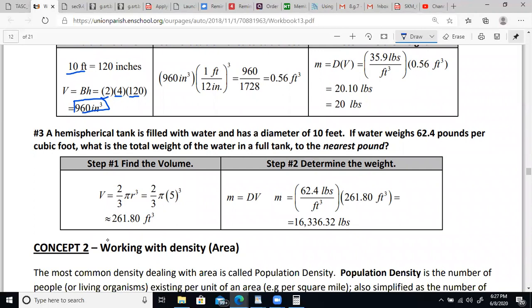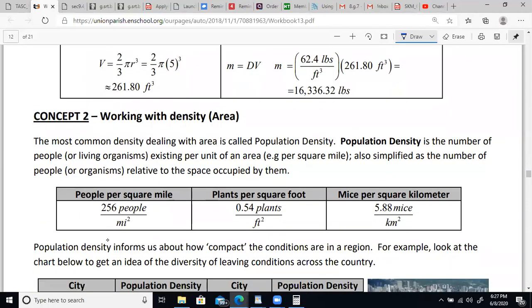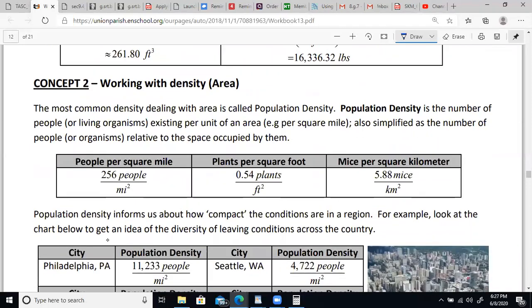Hemispherical tank. I'm not going to do that either because that's going further than we want. This one here is at least one I've seen on a practice test before, so I think this is what the test may focus on. Other areas they're going to use density, not so much with an object like a golf ball, but now they're talking about, and one of the examples I gave was New York City.